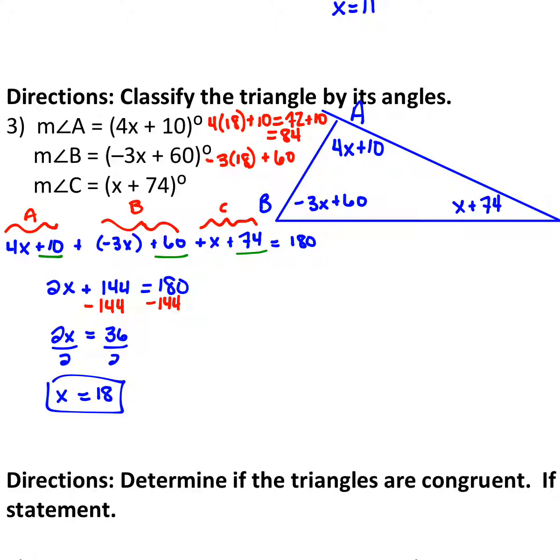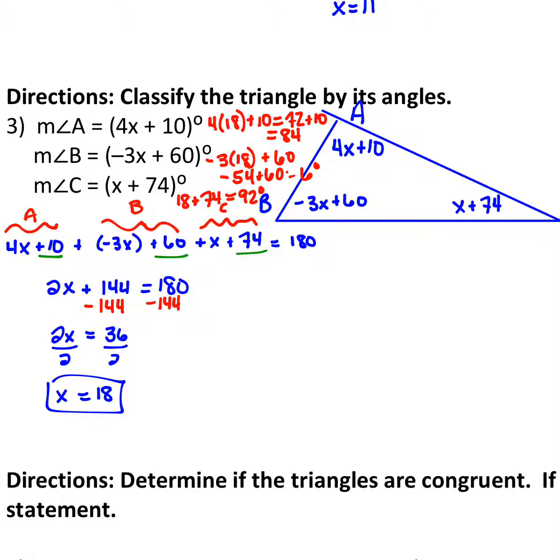3 times 18 is 54. So negative 54. Negative 54 plus 60 is 6. So angle B is 6 degrees. And then our last one, 18 plus 74, which is 92.